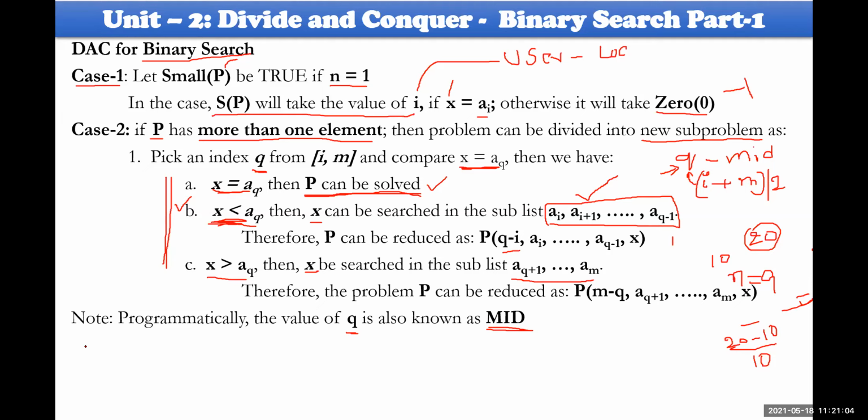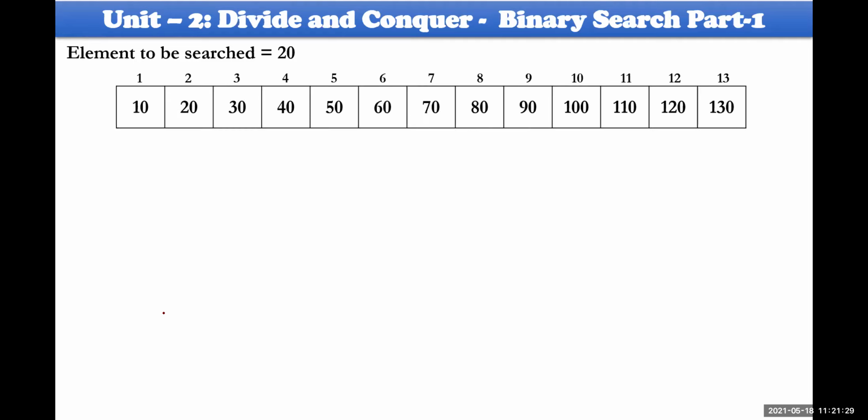Then you could see the element to be searched. Before giving the algorithm, let us examine the search space, how the search space will be reduced from this given list of elements using binary search with the divide and conquer strategy. Let us consider these elements: 10, 20, 30, and so on up to 130. The index values will be 1, 2, 3, 4, 5, 6, and so on.